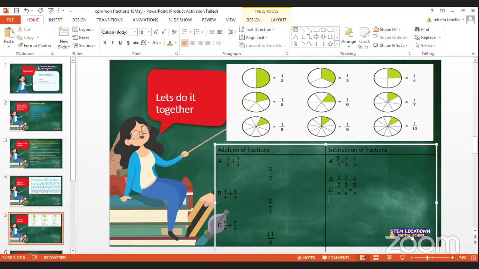So we'll have 2/3 minus 1/3, and our answer will be 1/3. Our denominators are the same, so the denominator doesn't change at all. We're not changing our denominators in this case because they are the same. We're not trying to find any lowest common multiple in this case. So let's do number B.